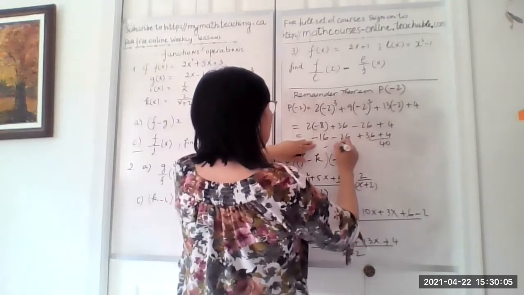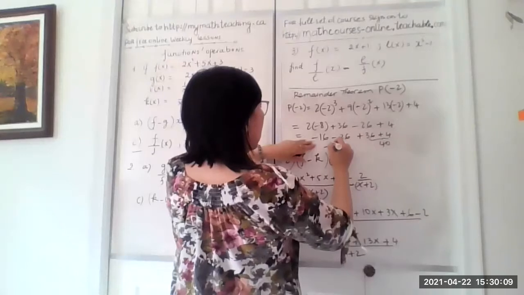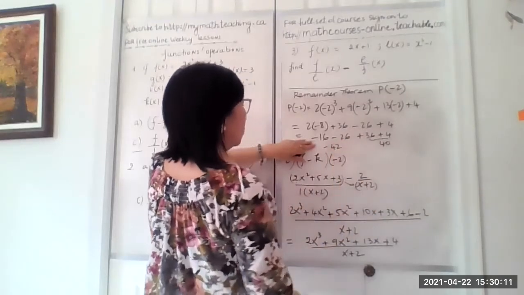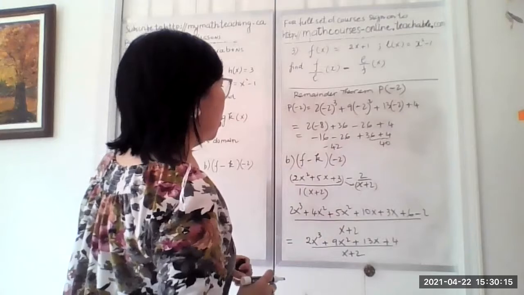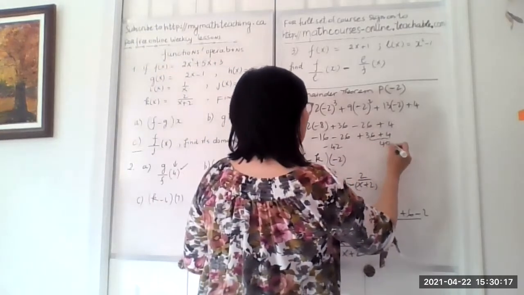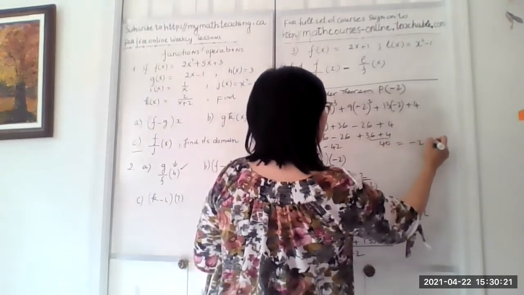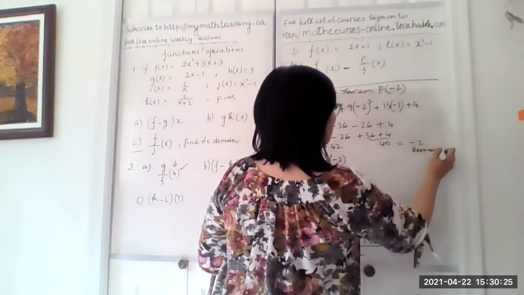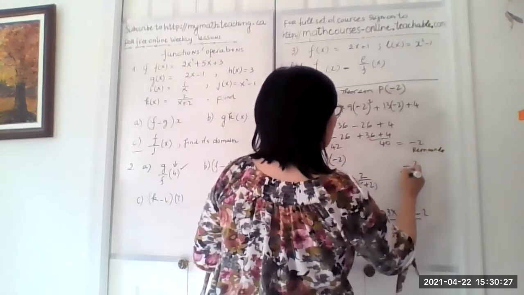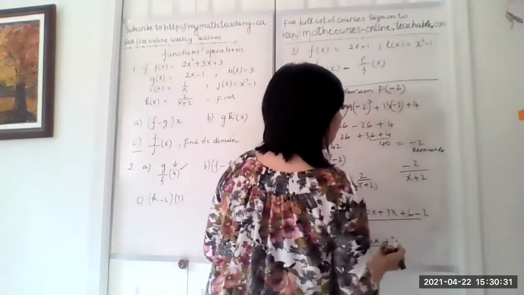So this will be 42. So no. So if we add minus 42 with 40, we get minus 2 as a remainder. And it means that we still have to use minus 2 here, divide by x plus 2.